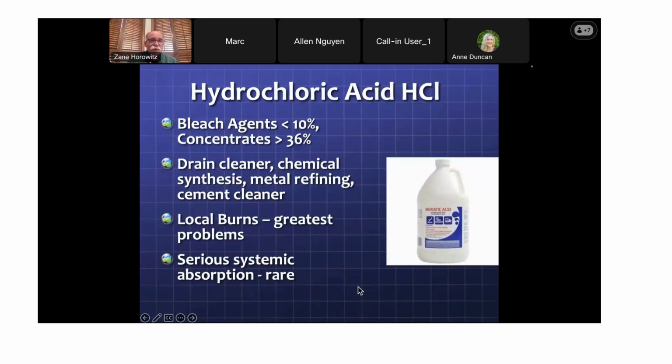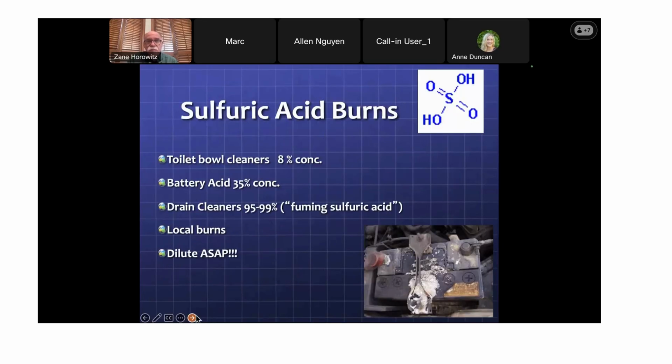So let's talk about 2 or 3 acids and alkalis. So hydrochloric acid, bleaching agents are usually less than 10%. Concentrates can be as high as 36%. Local burns are probably significant problems. Systemic absorption is usually minimal because as an acid, it causes a coagulation and they don't get absorbed.